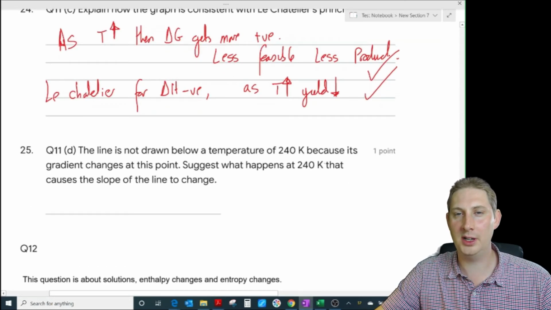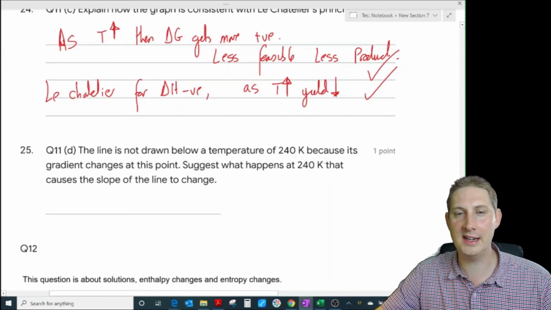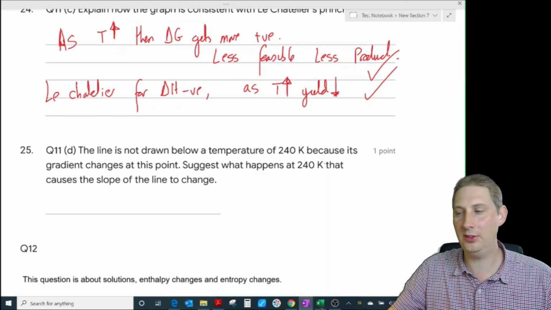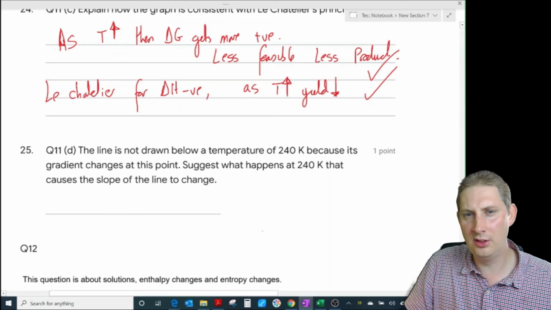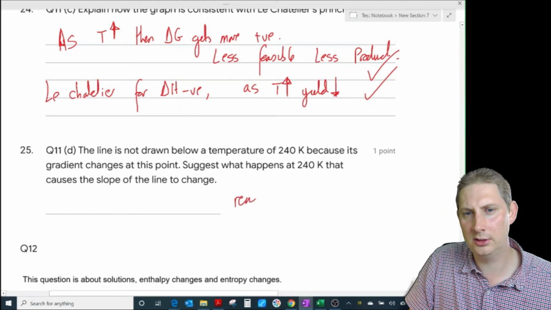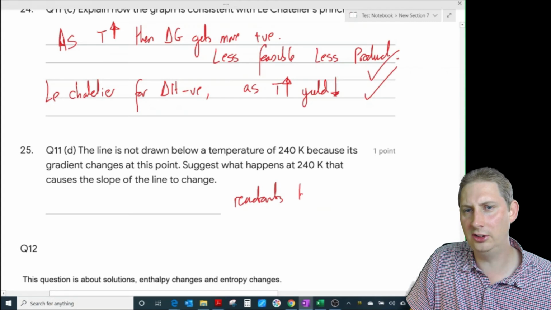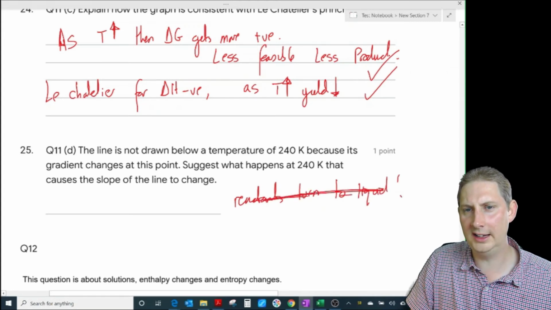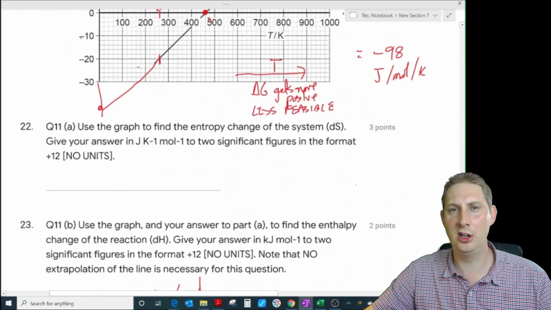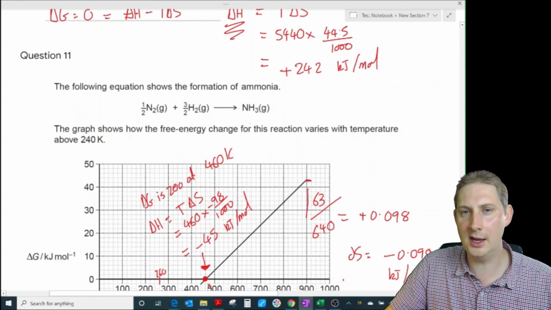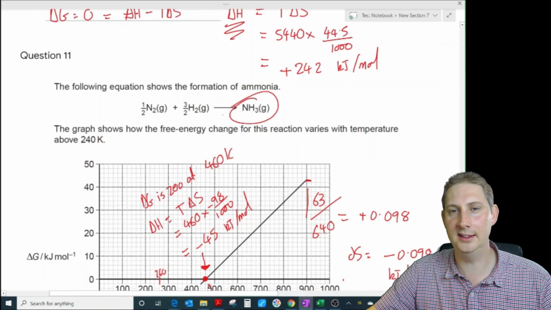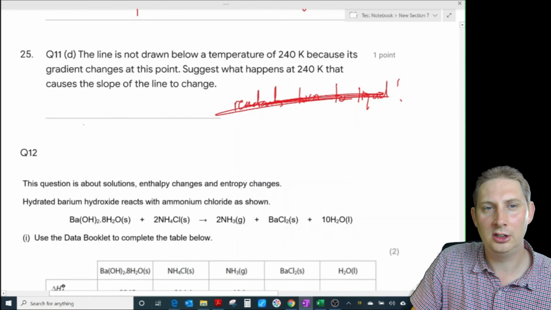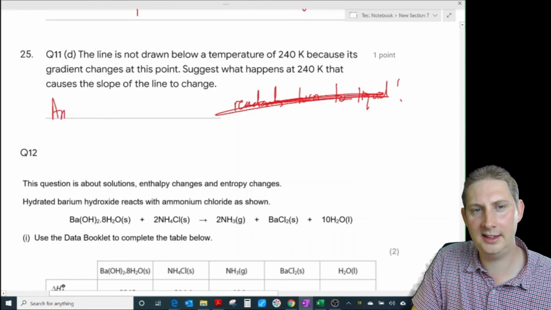The line is not drawn below a temperature 240 Kelvin because the gradient changes at that point. What happens? So many people were verging around that. Loads of people wrote that the reactants turn to liquid. Well, that's not right. It's not the reactants. If we have a look, it is, of course, the ammonia that condenses. And if you're saying, how do I know that? C10, okay? You know the Haber process.